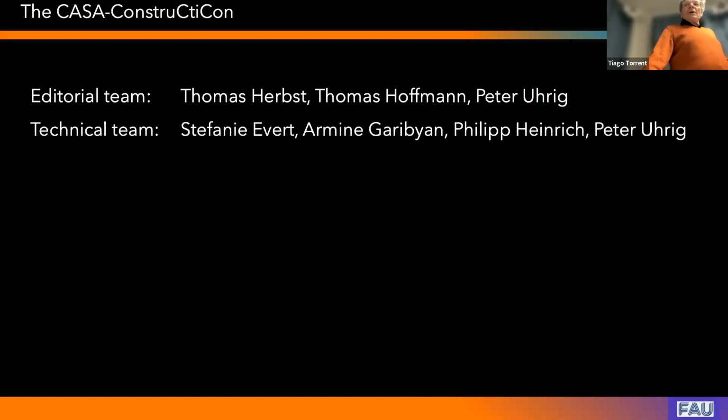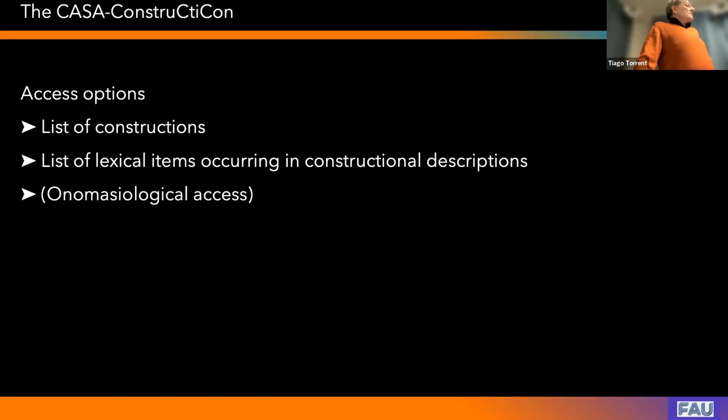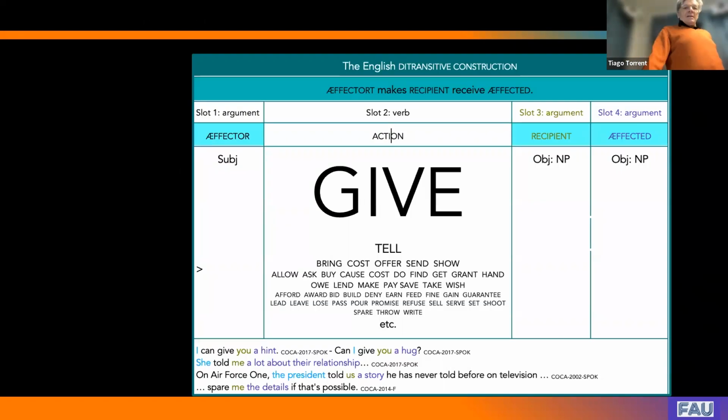We've got an editorial team, we've got people working on various aspects, and the access options will include a lexical access option and a list of lexical items occurring in constructional descriptions, as well as presumably an onomasiological axis where the comparative concepts might come in and things like that, but we haven't decided that yet. Now I'll just show you how a typical construction entry should look.